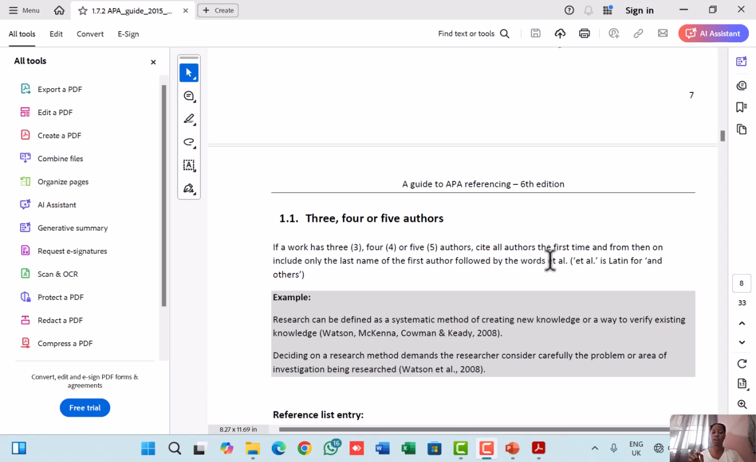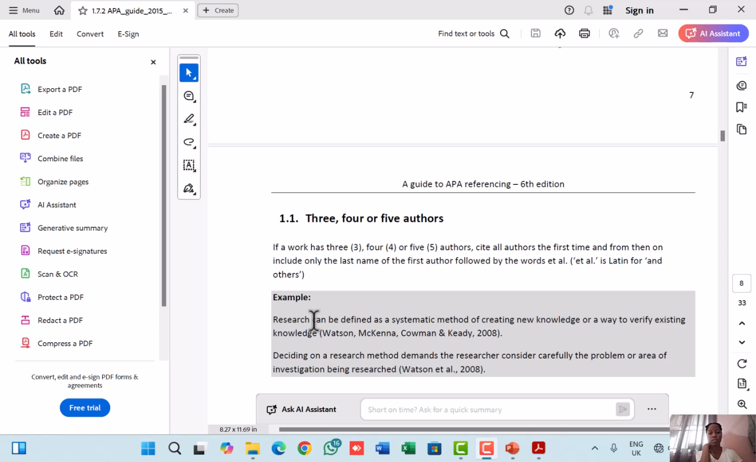Now let's see how we do this. From then include the last name of the first author. Take note of this, followed by the words et al. Et al means "and many others." It's a Latin phrase for "and others." Yes, examples. Research can be defined as a systematic method of creating new knowledge or a way to verify existing knowledge.